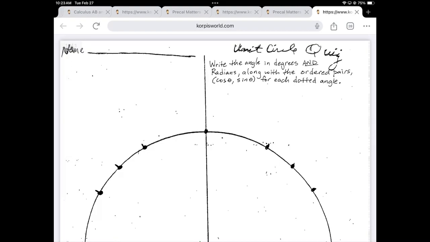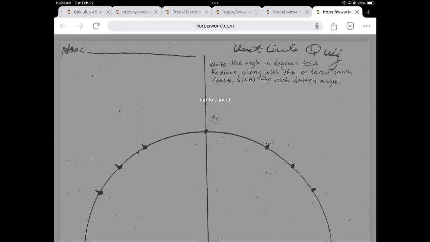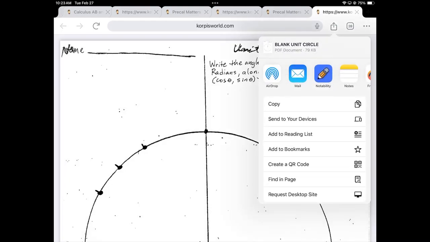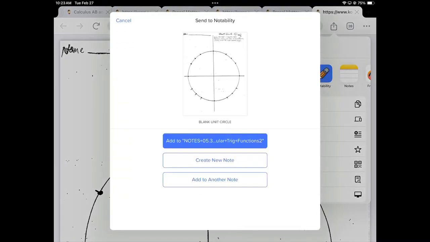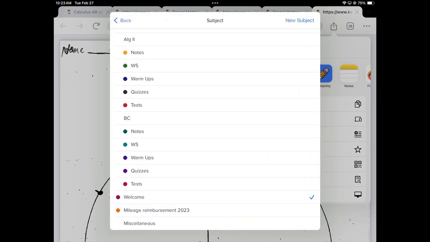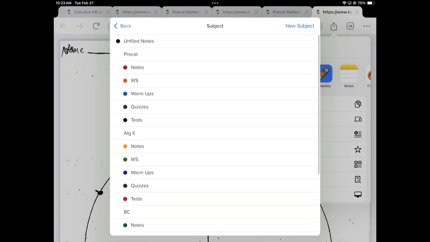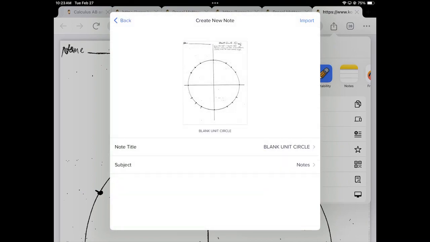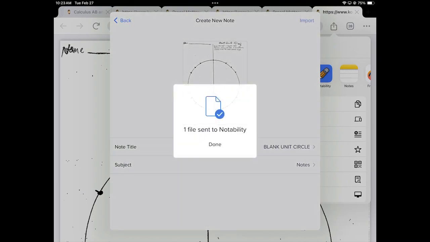So here's what I want you to do. Go ahead and load this and export it into Notability. We're going to actually do it together here. I'm going to create a new note, and I'll do it in pre-cal notes, and we'll call it blank unit circle. Okay, import.